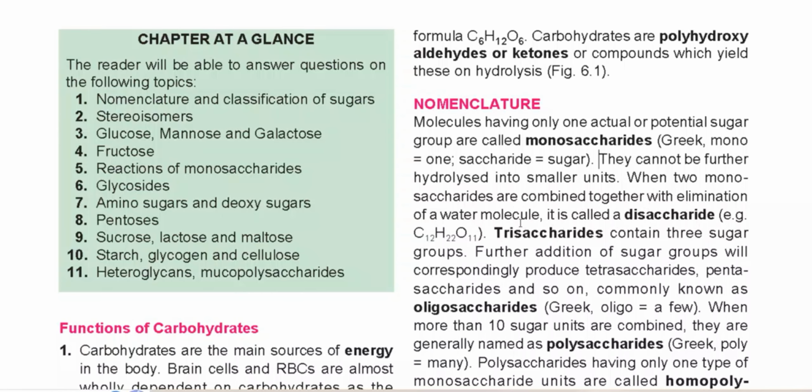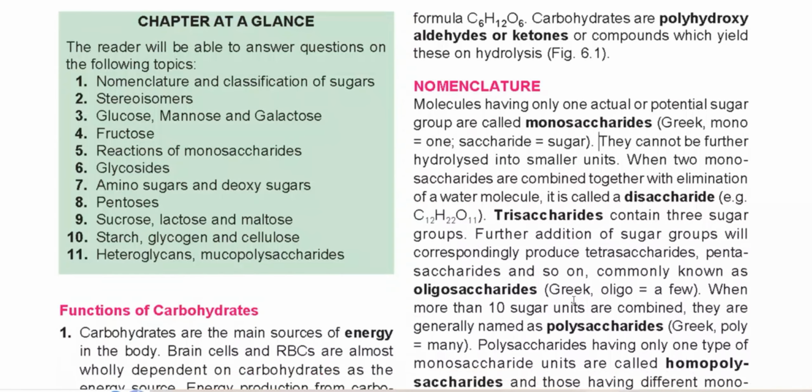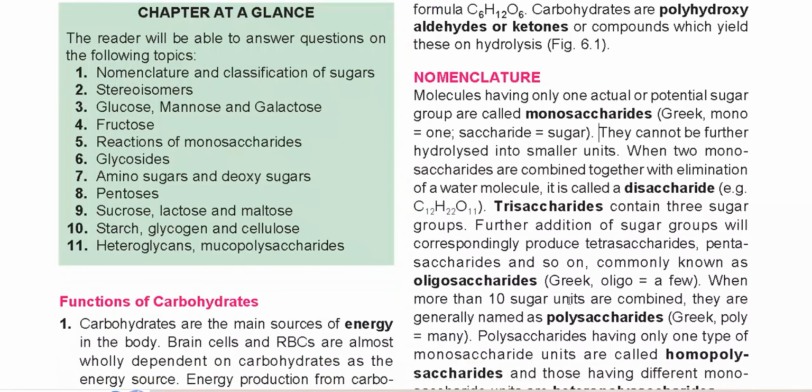C12H22O11. And in this way, the trisaccharide contains three sugar groups, and further addition of sugar produces the tetrasaccharides, pentasaccharides, and so on. Commonly they are called the oligosaccharides, which have between 2 and 10 sugar units, and more than 10 they are called the polysaccharides, because the Greek word poly means many and saccharide means sugar. So many sugars are called the polysaccharides.